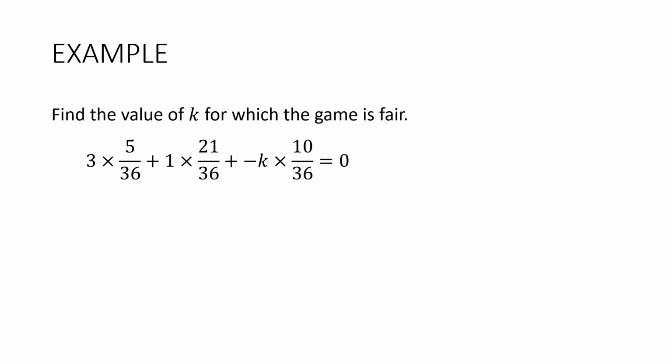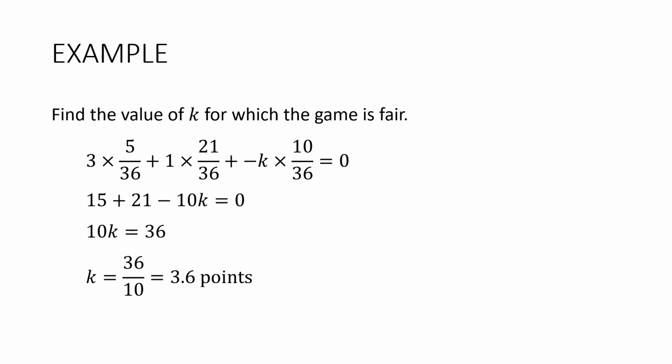Multiplying everything by 36 and tidying up that numerator, we get 15 plus 21 minus 10k is equal to 0. So 10k is equal to 36. k has to be equal to 36 on 10, or 3.6 points.